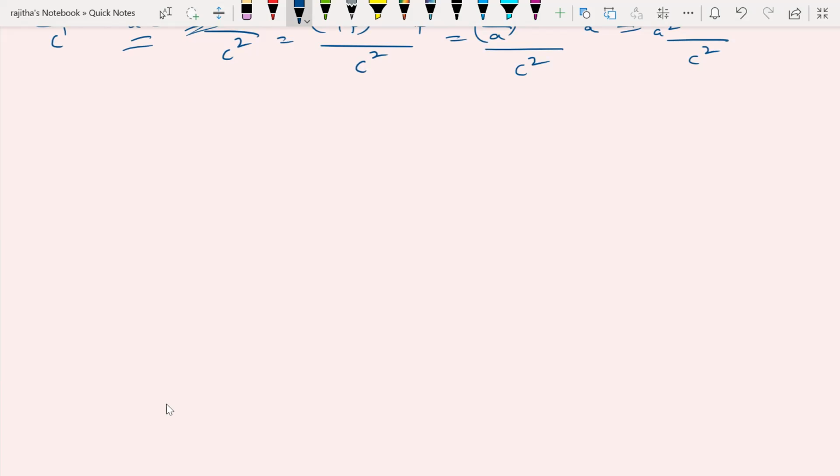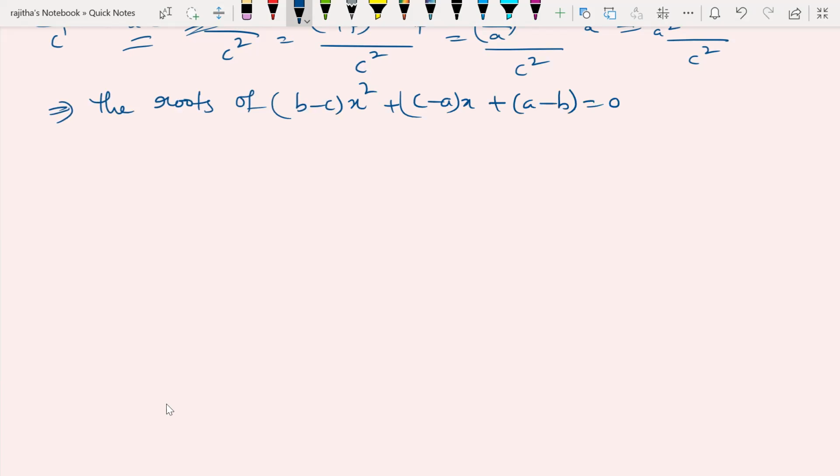The roots of (b minus c) x square plus (c minus a) x plus (a minus b) is equals to 0. See, here if you substitute x is equals to 1, f of 1 is equals to 0. That implies b minus c plus c minus a plus a minus b is 0. All will get cancelled. The result is getting 0.